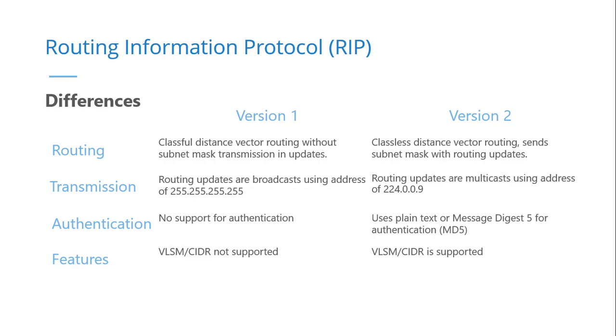So version 1 is broadcast, version 2 is multicast, and it uses different addresses in sending those multicast and broadcast transmissions. Version 1 and version 2 are also different in authentication. Version 1 doesn't have authentication, so routing information sent does not need to be authenticated to be accepted. But with version 2, it needs to be authenticated first before it is actually accepted.